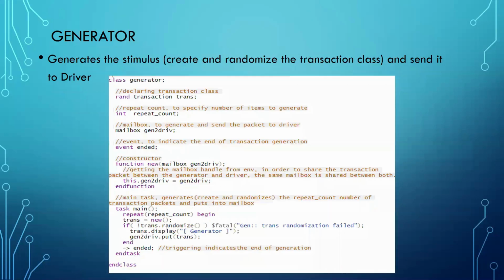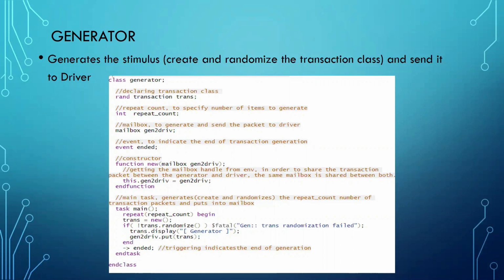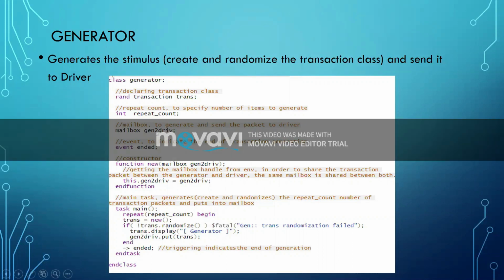Moving on to the next module, it is the generator. It is declared as a class, and it generates the stimulus and sends it to the driver. The main function is to create and randomize the packets from the transaction and put them into the mailbox. Mailbox is used to send the randomized transaction to the driver. Here we can see that a mailbox is declared. It transfers the packets from generator to driver.